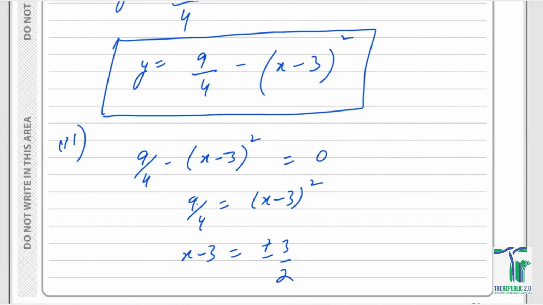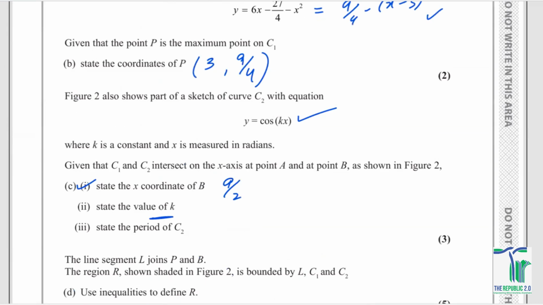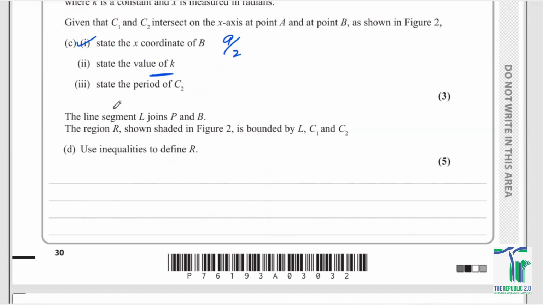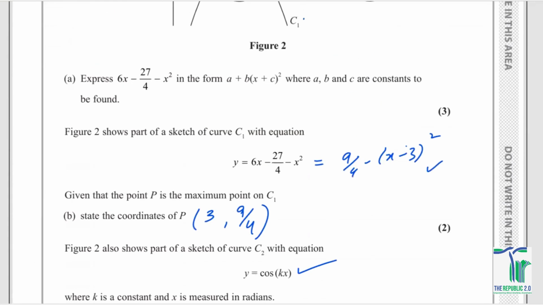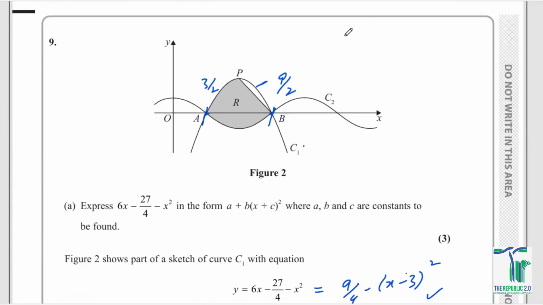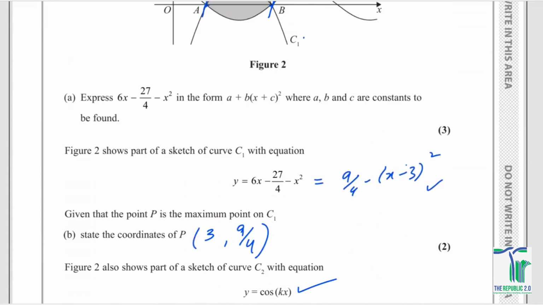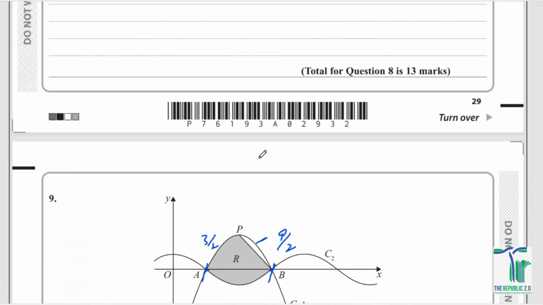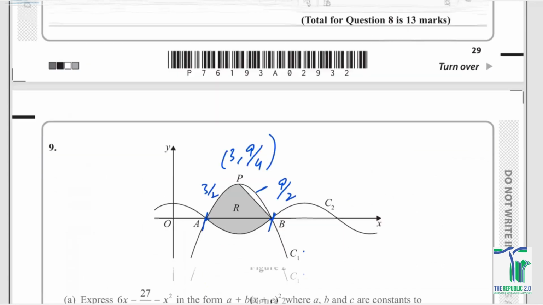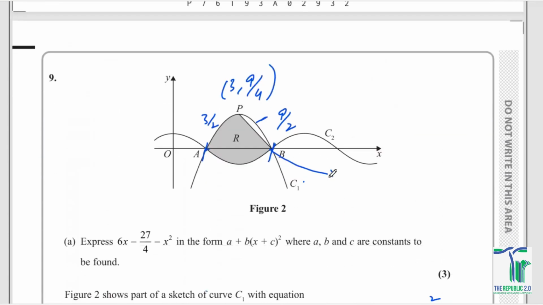Now, getting back to this equation in the last part, the line segment L joins P and B. So you've got both the points of line L. First of all, you need to get yourself the equation of line L1, right? The coordinates of P were, if I'm not wrong, 3 and 9 by 4. So P is 3 and 9 by 4. And for B, the coordinates of B have to be 9 by 2 and 0.